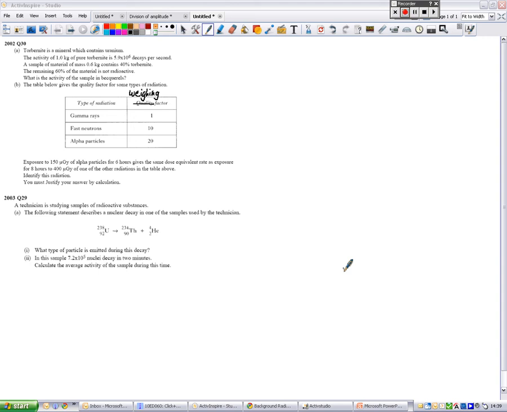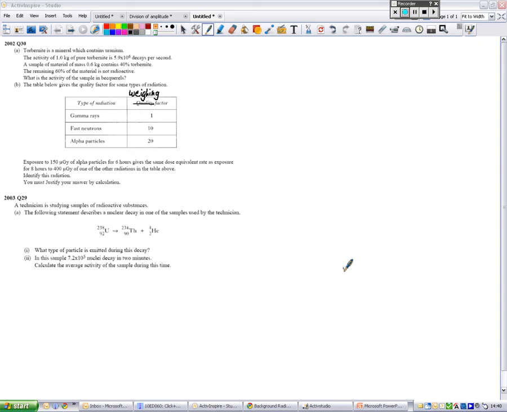So what does it say? Torbermite is a mineral which contains uranium. The activity of 1 kilogram of pure torbermite is 5.9 times 10 to the power 6 decays per second. So that's how many alpha particles or beta particles or whatever type of radiation it's giving out every second. That tells you how radioactive something is, how much stuff it spits out.